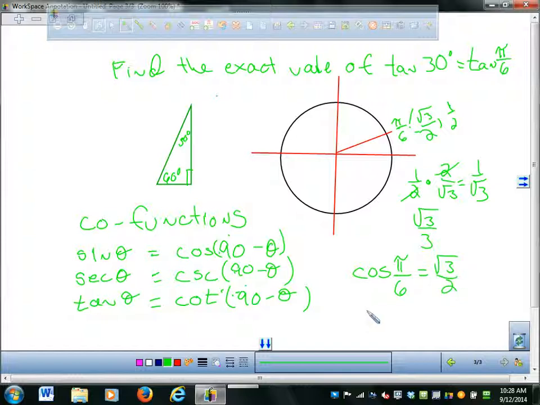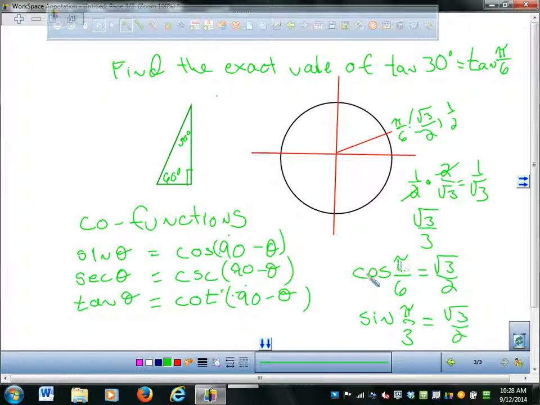That means that the sine of, what's the cofunction angle of pi over 6? Pi over 6 is 30 degrees. What's 90 minus, or pi over 2 minus pi over 6? 90 minus 30 is 60. What's 60 in radians? Pi over 3. So what's the sine of pi over 3? Also root of 3 over 2, right?